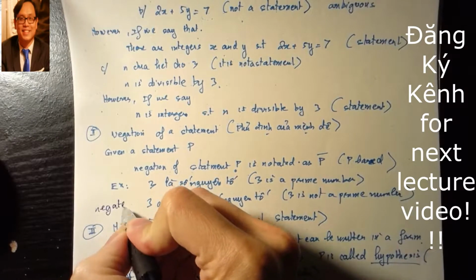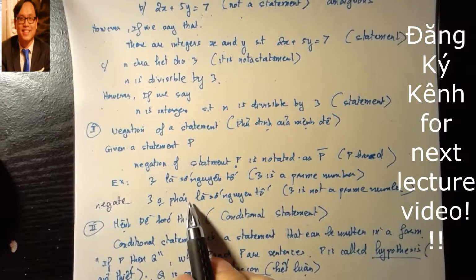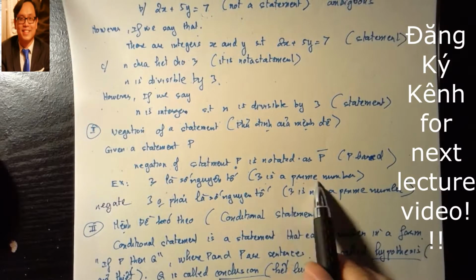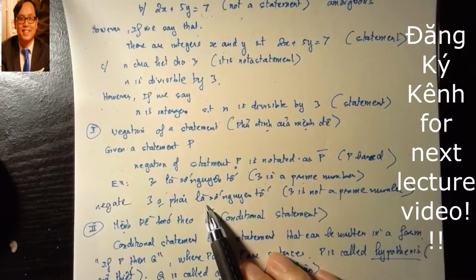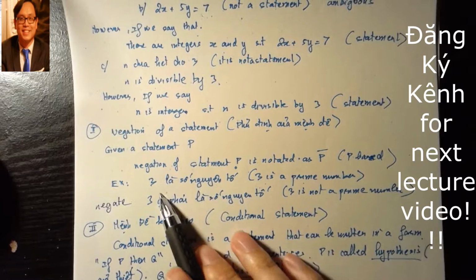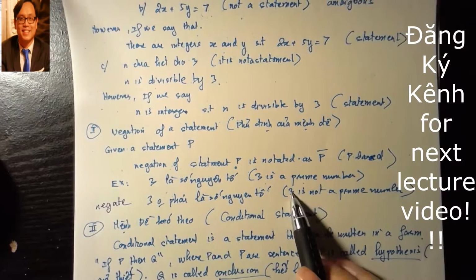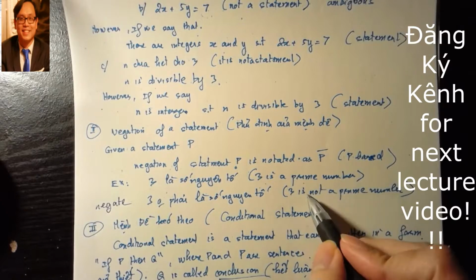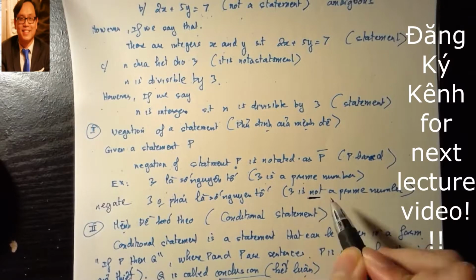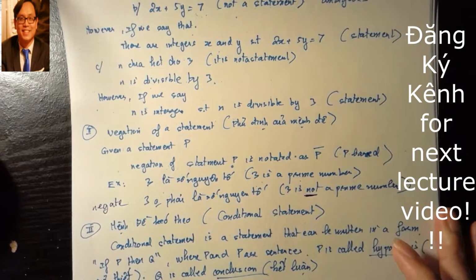For example, 3 là số nguyên tố, vậy phủ định của nó, negate, phủ định của nó là 3 không phải là số nguyên tố. So 3 is a prime number. Số nguyên tố là prime number. And the negation of this statement is 3 is not a prime number. Okay, it's not a prime number because we use the negation.